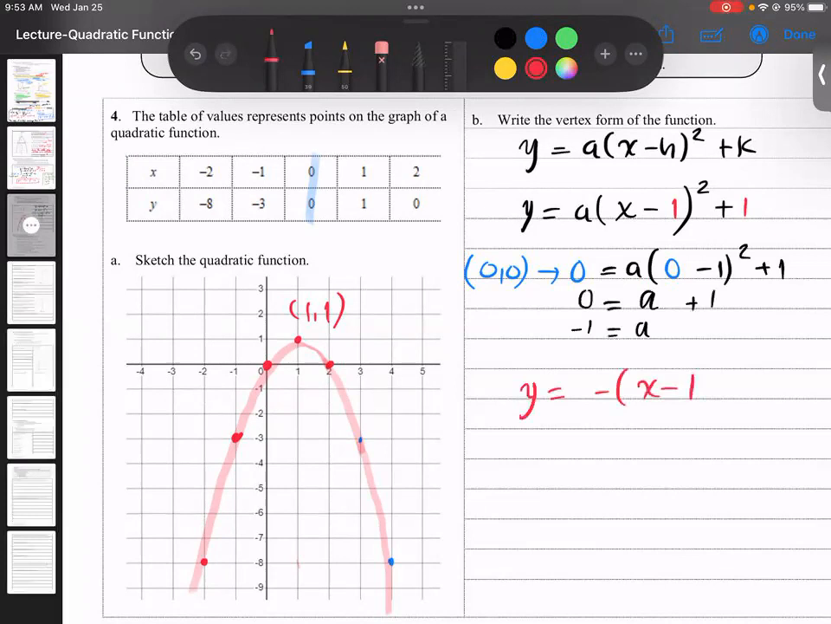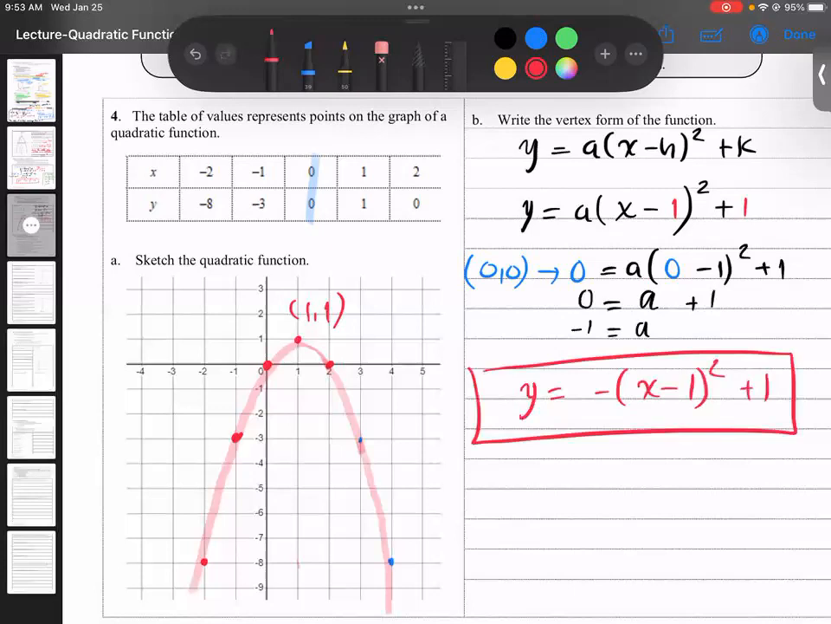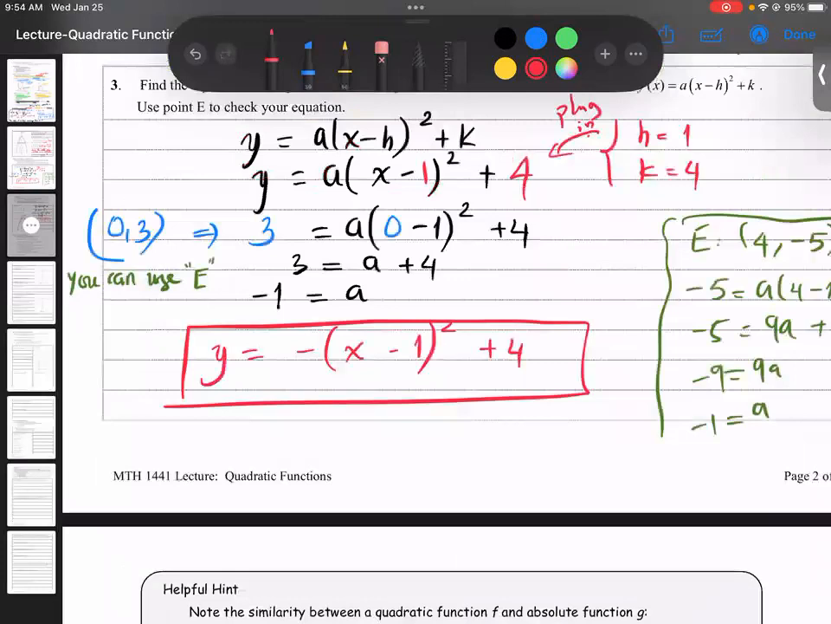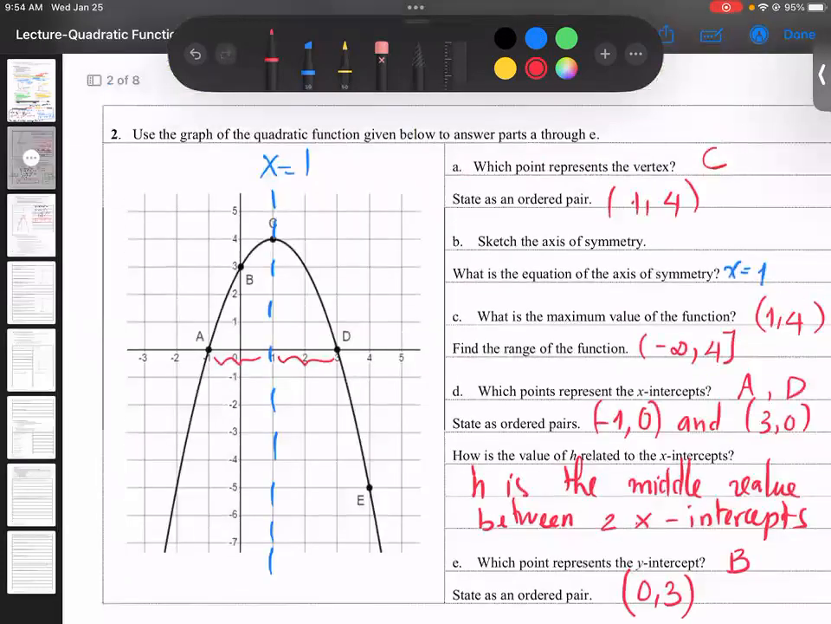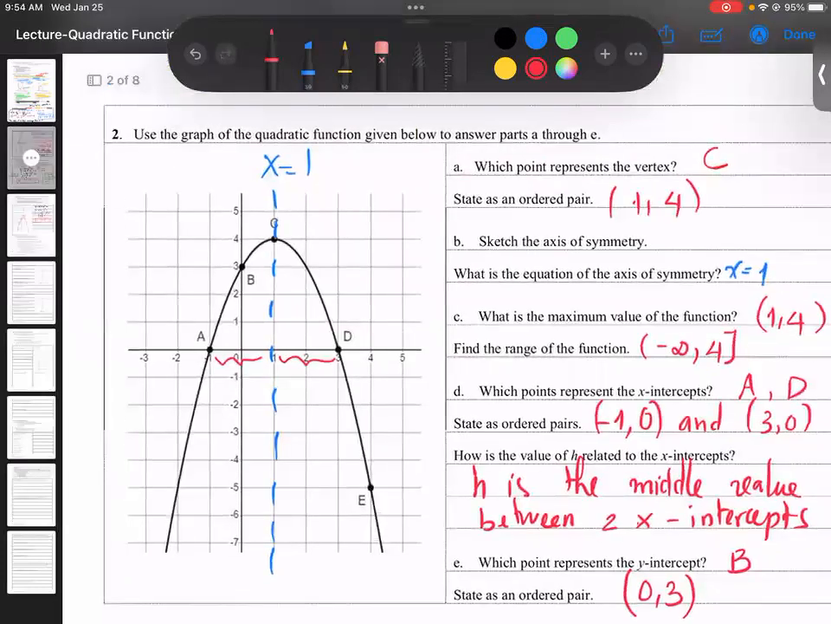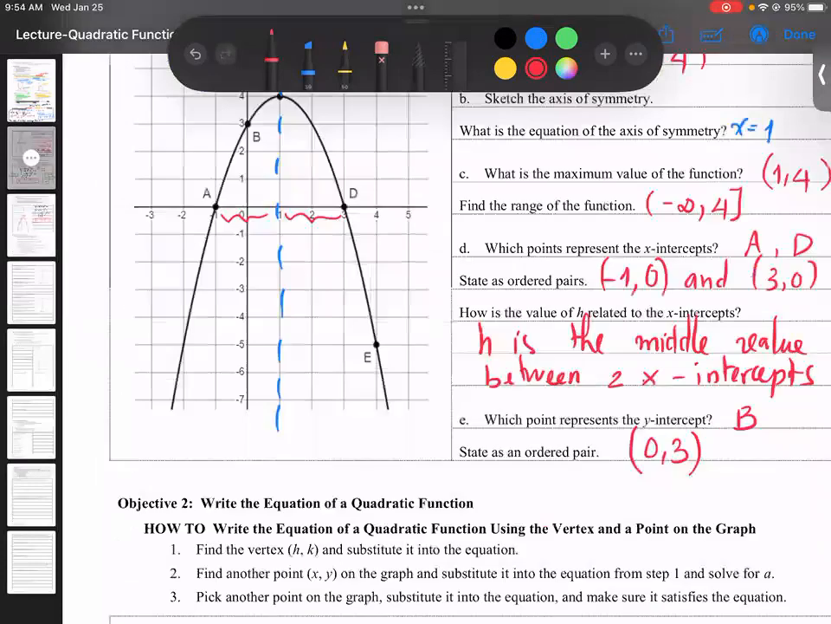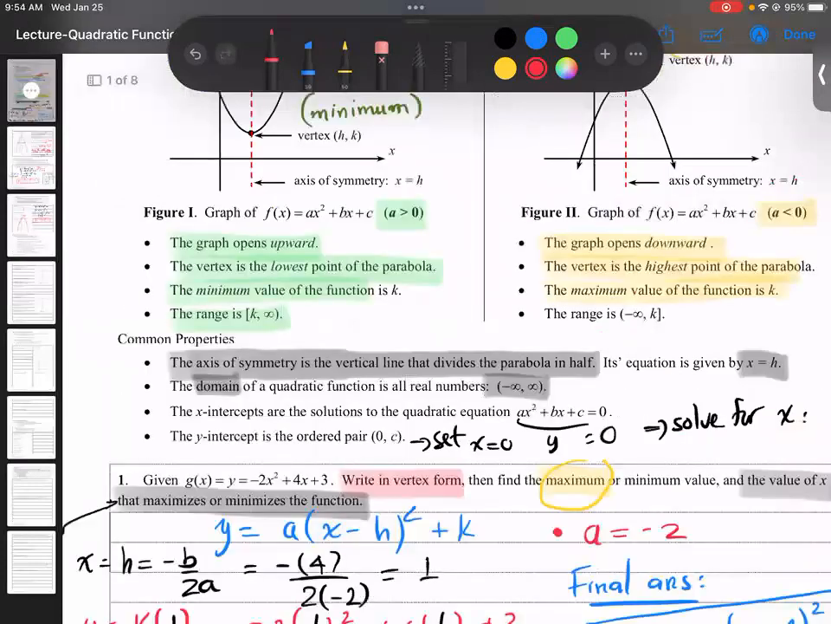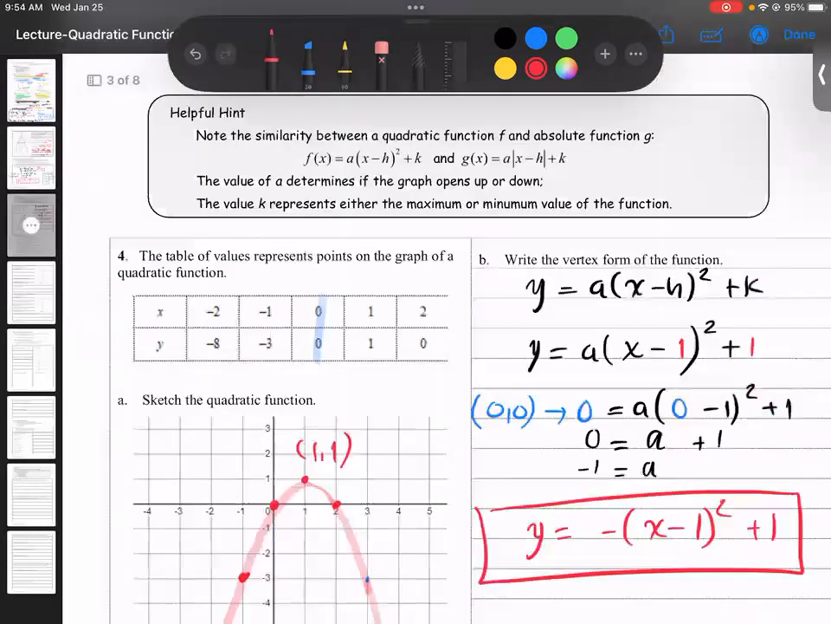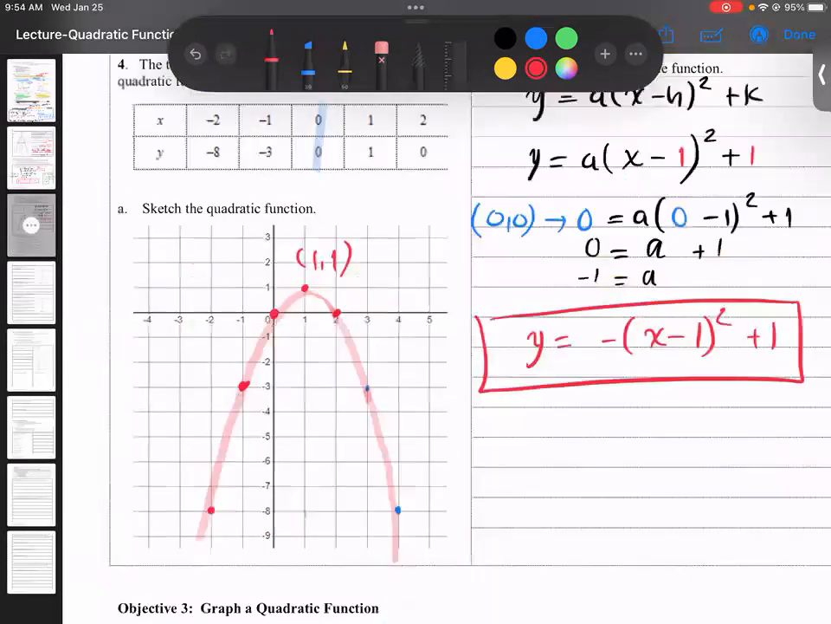Is that the same one we did? I feel a little deja vu. Is that the same one up here? No? I don't know. No, it's not. It's negative, plus 4. The other one's plus 4. But you guys okay with these problems?